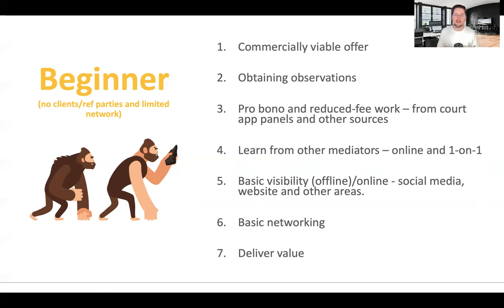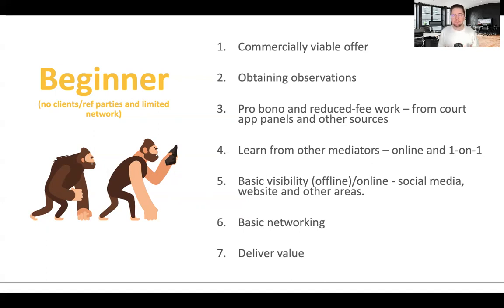And most of us don't. Most of us need to get the bills paid, which means that we need to approach this with a commercial lens. So ensure that you have a commercially viable offer first of all. Now, once you've done that exercise, you can move on to focusing on obtaining observations. So that's going to be key for you to get certified.